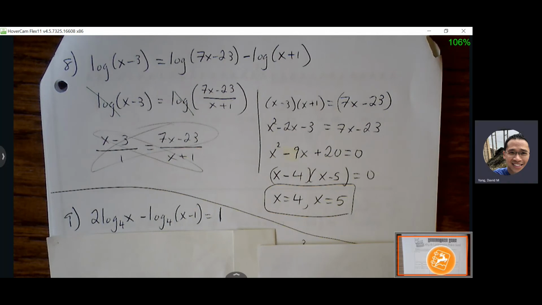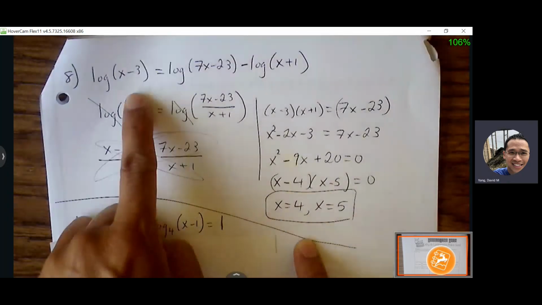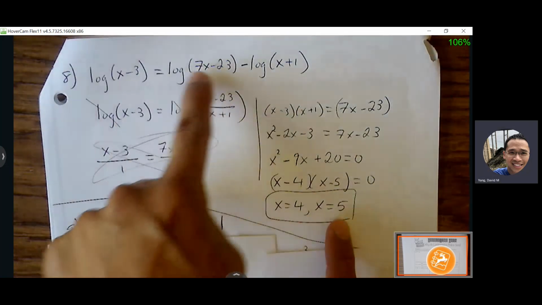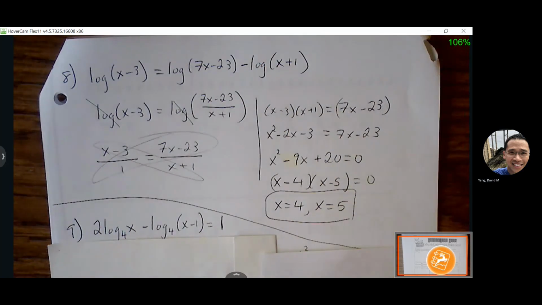4 is good with the first parentheses. 4 is good with the second. 4 is good with the third. 5 is good with the first, good with the second, good with the third. Okay, both solutions are good.